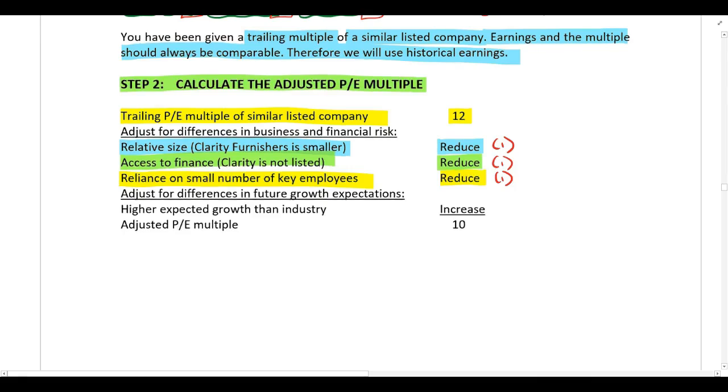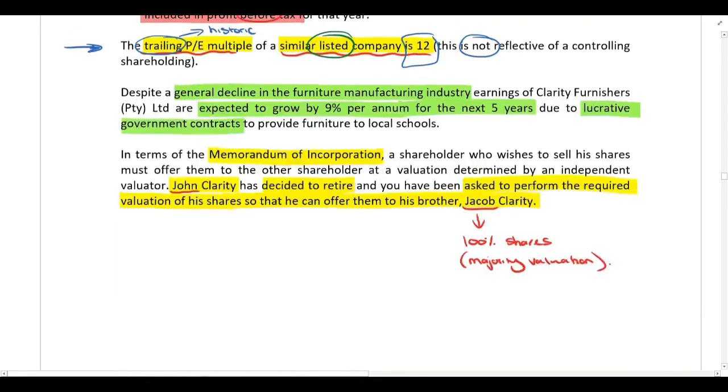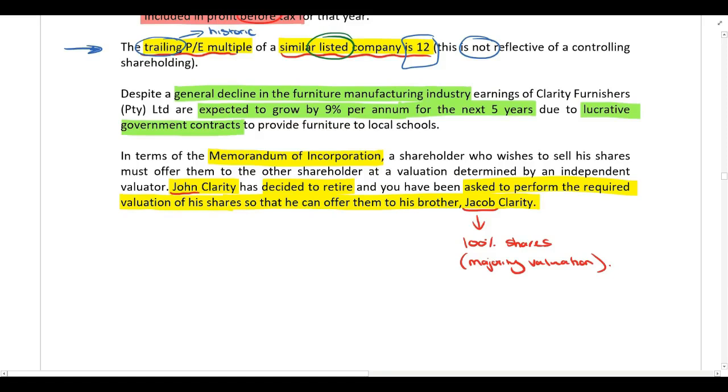Now, in our example, we were given information about the growth prospects. You can see over here, despite a general decline in the furniture manufacturing industry, so the industry as a whole is actually declining, the earnings of Clarity are expected to grow by 9% per annum for the next 5 years because they have lucrative government contracts. So, Clarity Furnishers has better growth prospects than the industry.